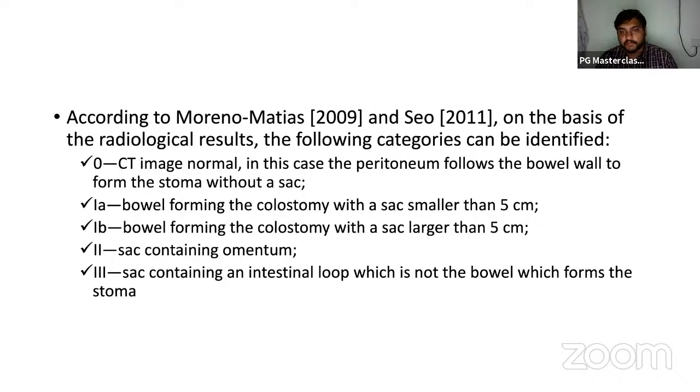According to the Moreno-Matias and co. classification, on the basis of the radiological result, the following categories can be identified. 0, CT image is normal. In this case, the peritoneum follows the bowel wall, but there is no sac. In 1A, bowel forming a colostomy with a sac smaller than 5 cm in size. In 1B, bowel is forming the colostomy with a sac larger than 5 cm. If the sac is containing omentum, it is type 2. And in type 3, a sac containing an intestinal loop which is not the bowel forming the stoma, or in the true sense, peristomal.